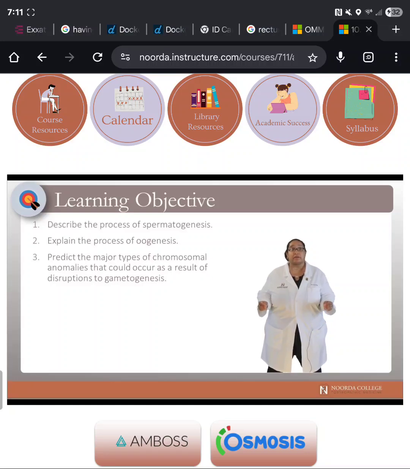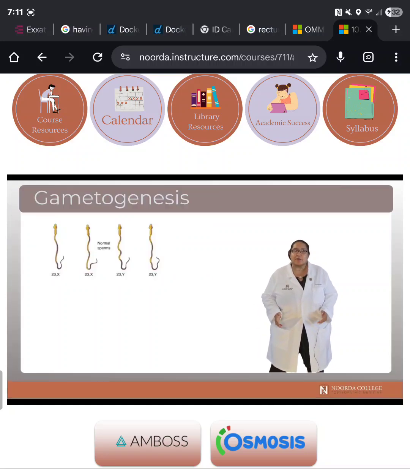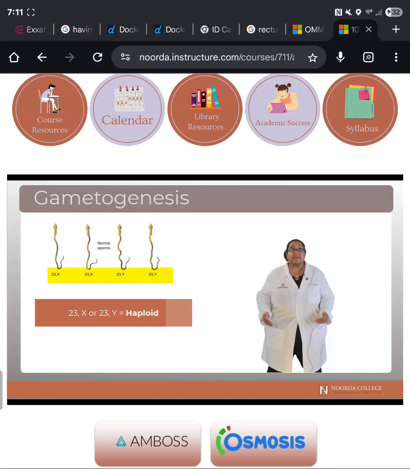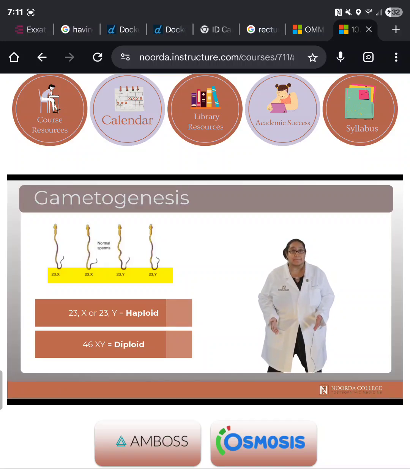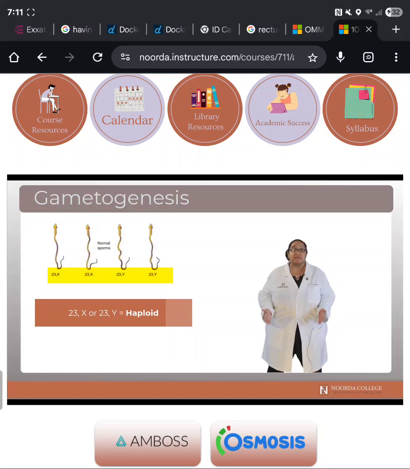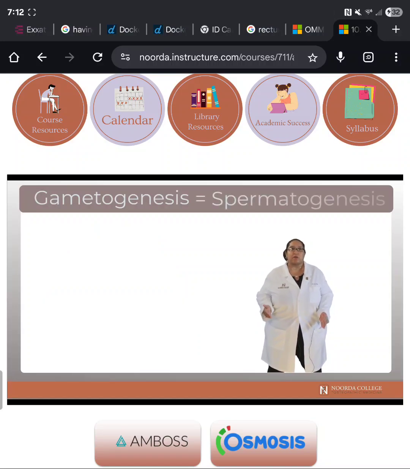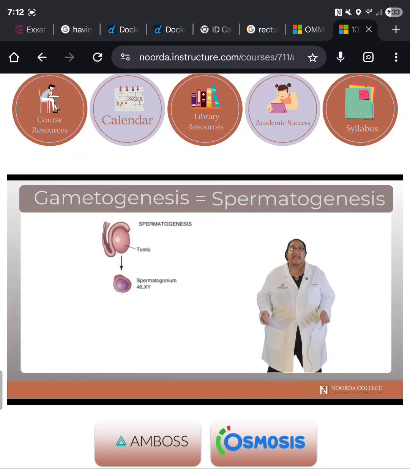I also expect you to be able to predict a few chromosomal abnormalities that could occur as a result of disruptions to gametogenesis. Now, the sperm is a germ cell, or gamete, and contains half the number of required chromosomes, so 23, or it's haploid, instead of the typical 46 diploid chromosomes in most of the cells of your body. Now, gametes end up with 23 chromosomes through a process of division called meiosis. This is a type of cell division that occurs during gametogenesis. In males, this process is called spermatogenesis, and it begins in the testes.